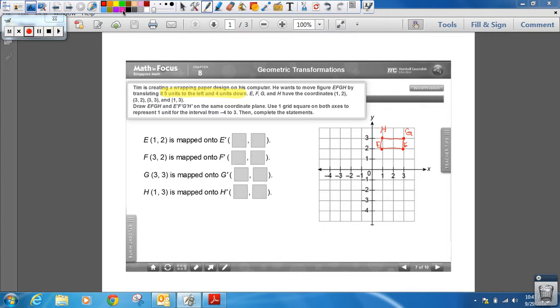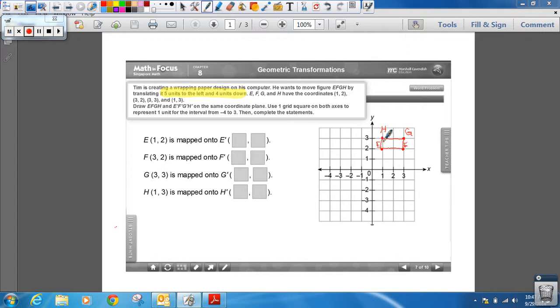So I'm going to change colors here, possibly, if it lets me. There we go. Oh, I don't think it's going to let me. It doesn't like to do that. There we go.